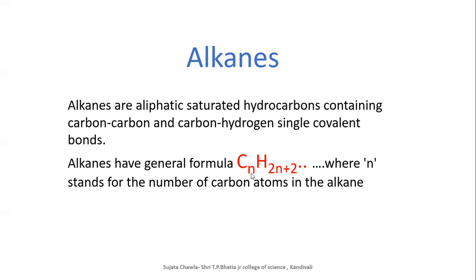Now what is the alkane's general formula? Alkane's general formula is CnH2n+2. Now, what is n? n stands for the number of carbon atoms in the alkane. How many carbons are present depends on n. So it stands for the number of carbon atoms in the alkane. Now, next slide.